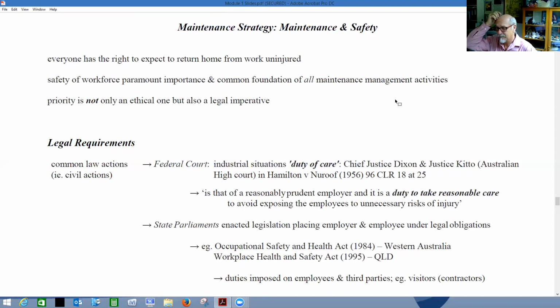Maintenance and safety. Well, as we've talked about beforehand, maintenance pretty much is everybody's responsibility. So as I say, if you're walking past something and there's steam coming out of it and it could blow, or there's some smoke or something, or it's pretty obvious that it's getting run down, then as you might imagine, there are legal requirements for you to ensure that people have a safe workplace. So everyone has the right to expect to return home from work uninjured. Safety of workplace is of paramount importance and the common foundation of all maintenance management activities. The priority is not only an ethical one, but it's also obviously a legal imperative.